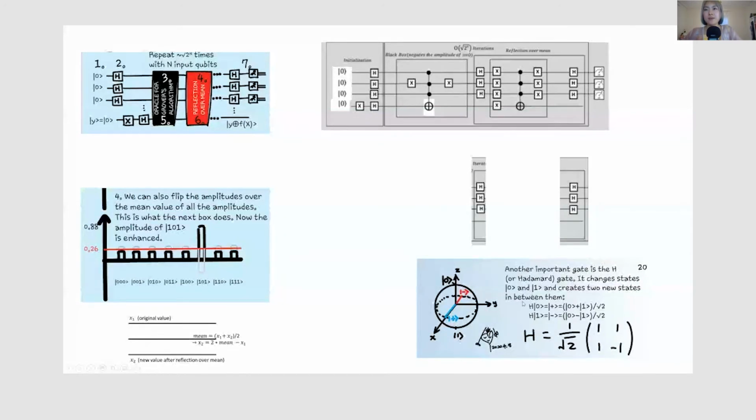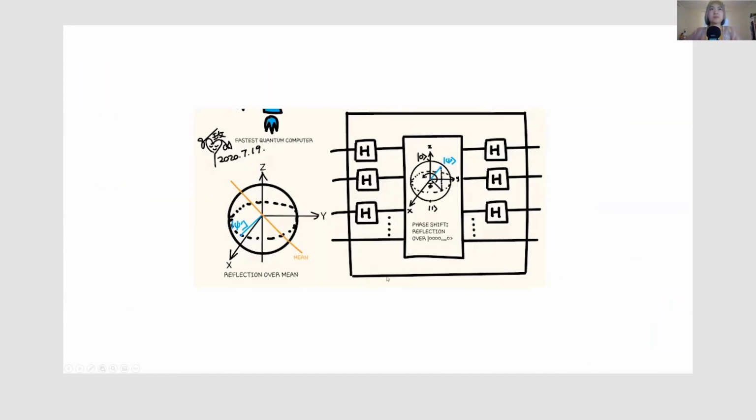And in effect, it is also flipping your states around the mean, if you have two H gates around both sides of whatever is in here. And I will show you a little bit more about this when we do the coding. Oh, actually, I do have this slide coming up. Yeah, let me show this then.